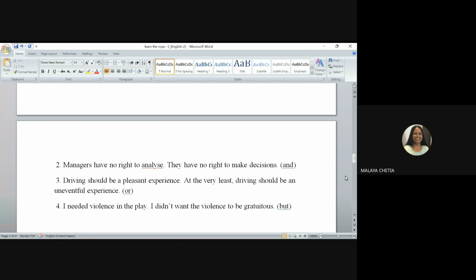Yes, ma'am. Now, third one. Driving should be a pleasant experience. At the very least, driving should be an uneventful experience. So you have to use "or". "Or" is also a coordinating conjunction. Or, nor, neither, either, but, so, and, all of them are coordinating conjunctions.